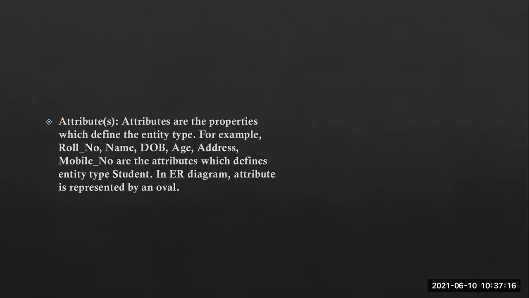Then what are the attributes now? What are the actually attributes here? Attributes are the properties which define the entity type. Entity में जो भी आप properties है, like here the student, inside the student we had the roll number, name, age, city. These all things we had, no. So those are called as attributes.